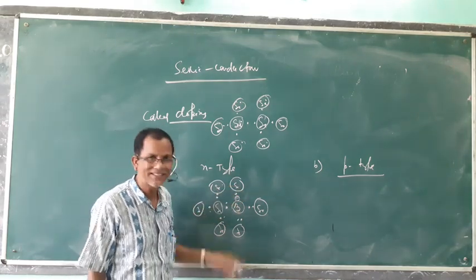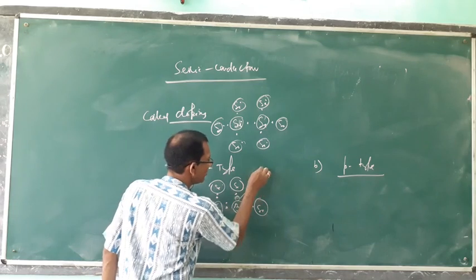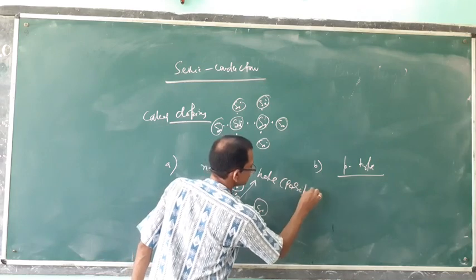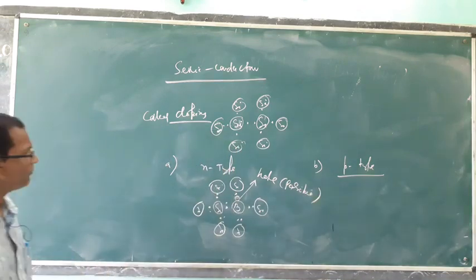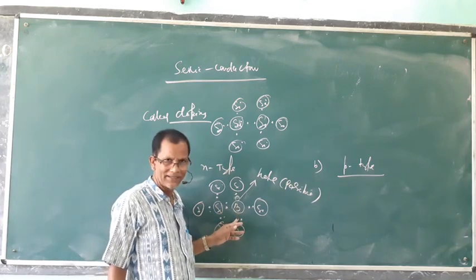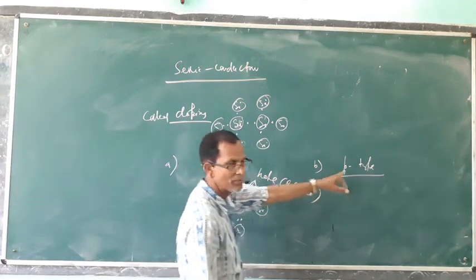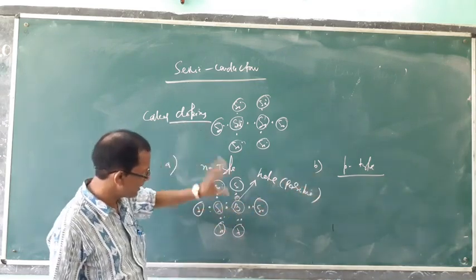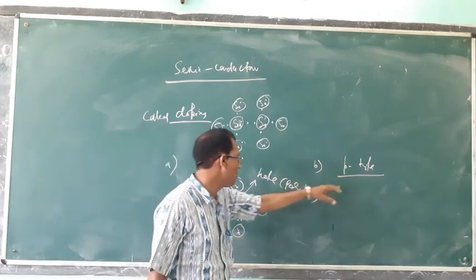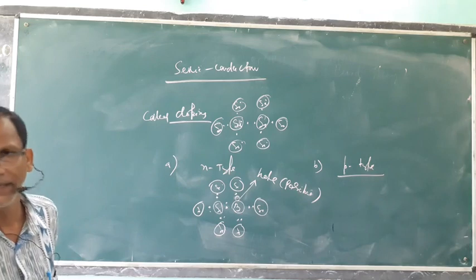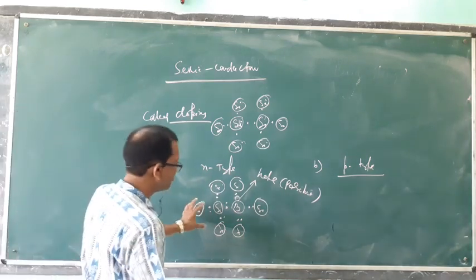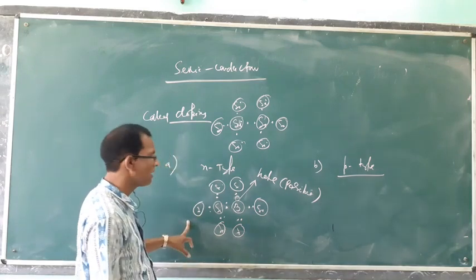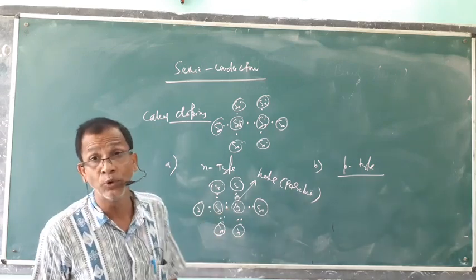That's why it is forming a hole. Hole means positive. So when lower valency is added, a p-type semiconductor is formed. P means positive. When lower valency is added, p-type is formed. When higher valency is added, n-type is formed. So this is the main important feature of how you can form n-type and p-type semiconductor. It depends upon the nature of impurity added.